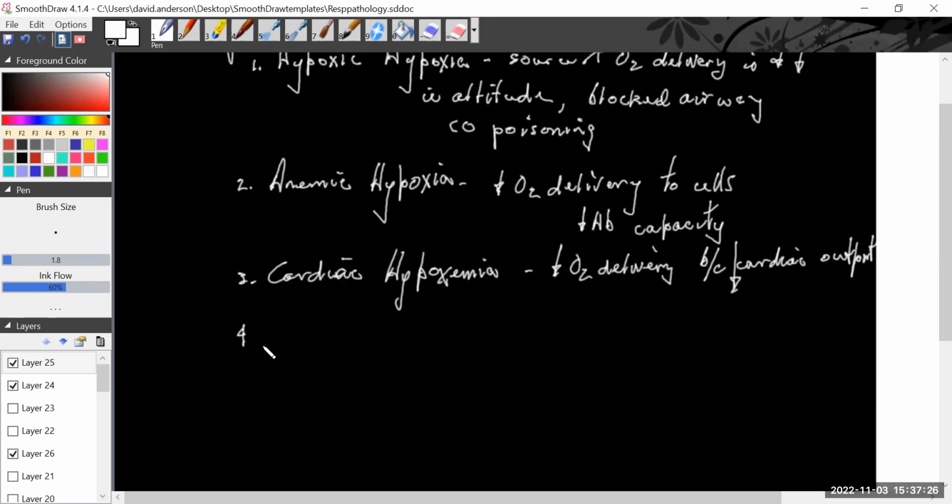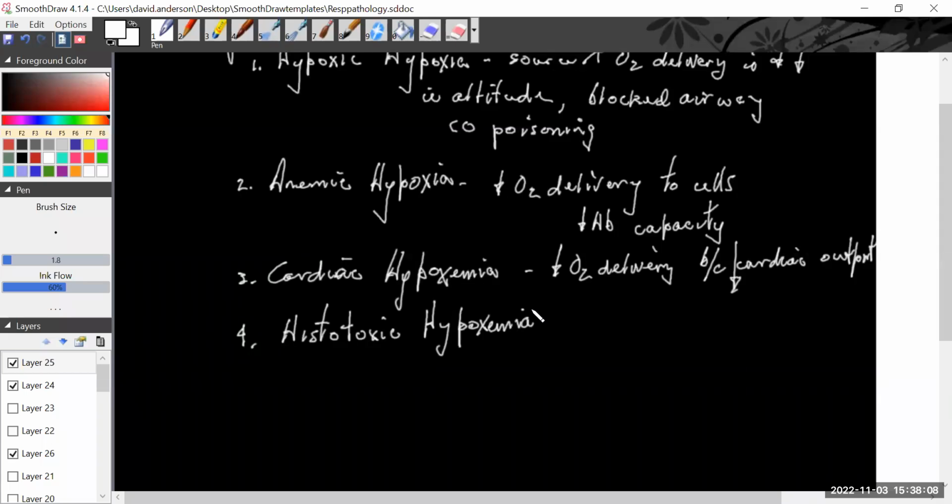And this last one is sort of an interesting one. It's described as histotoxic hypoxemia. So in histotoxic hypoxemia, what we have is normal delivery to the blood. So the respiratory system is working, the circulatory system is working, but we have abnormal pickup at the cells.